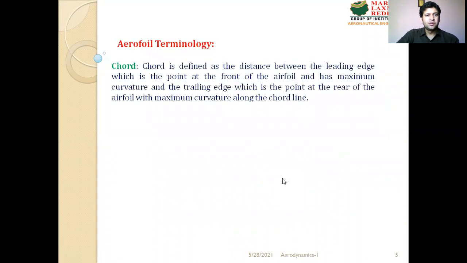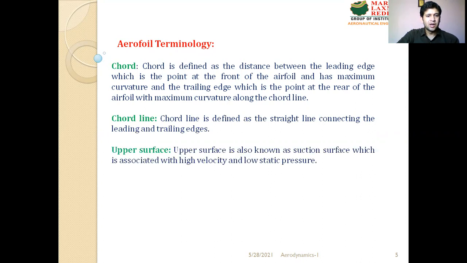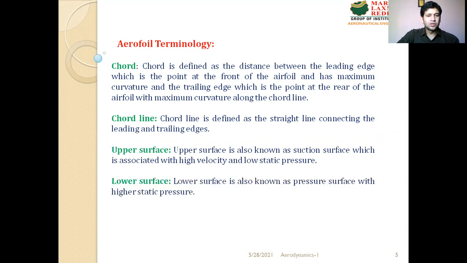Airfoil terminology: chord is defined as the distance between the leading edge, which is a point at the front of the airfoil with maximum curvature, and the trailing edge, which is a point at the rear of the airfoil with maximum curvature along the airfoil. Chord line is defined as a straight line connecting the leading edge and trailing edge. Upper surface is also known as suction surface, which is associated with high velocity and low static pressure. Lower surface is also known as pressure surface, with higher static pressure.